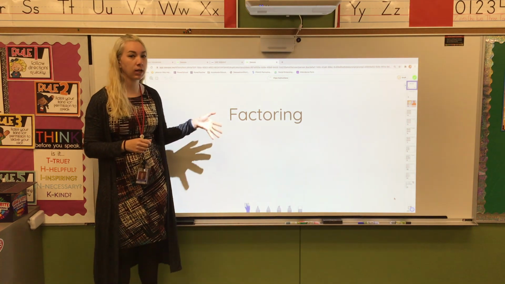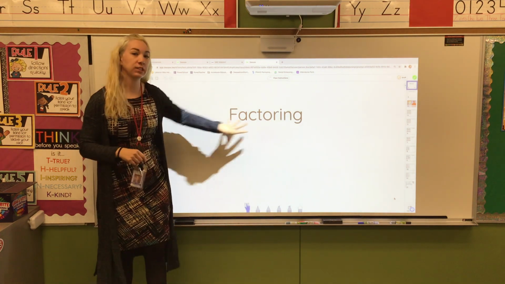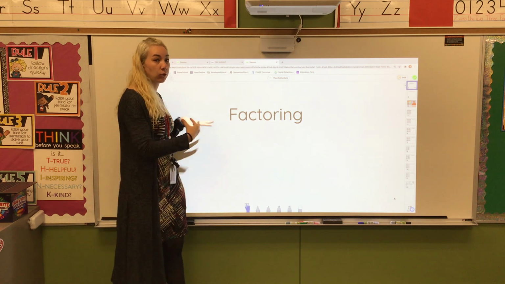Good morning, everybody. Today we're going to be talking about factoring. This is actually your activity. I'm going to be displaying off of it. I'm going to be teaching off of it.